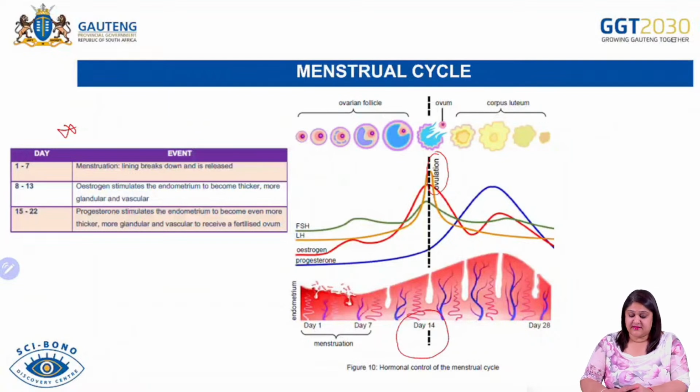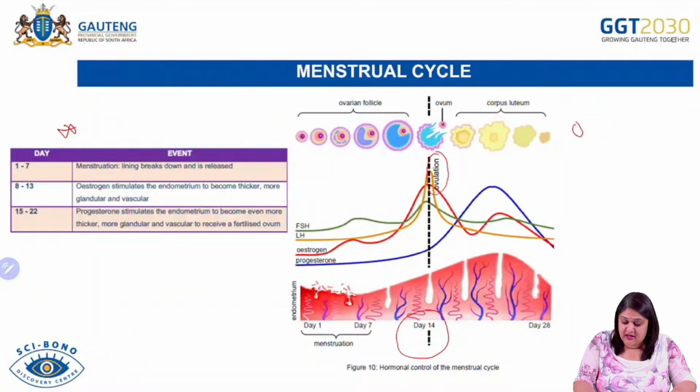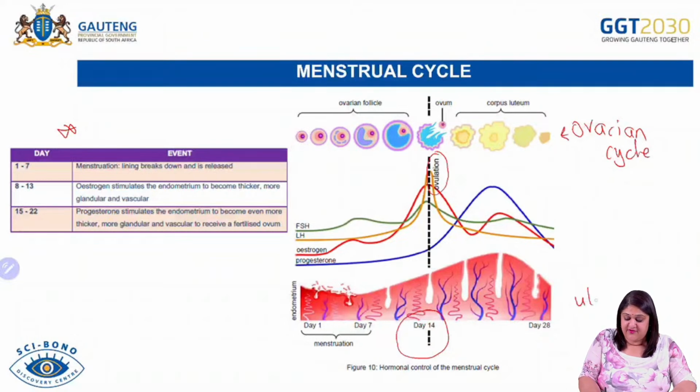So let's have a look at the 28-day cycle. Like I said, we have the ovarian cycle. That's what's happening in the ovary. So I'm just going to write here ovarian cycle to show you that that is that one. And here we have the uterine cycle.